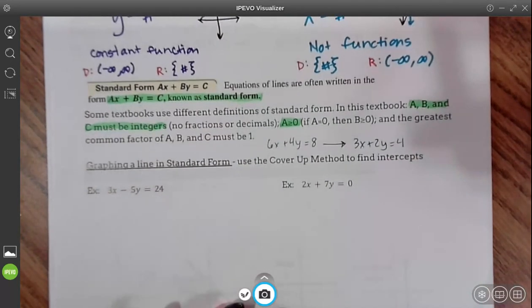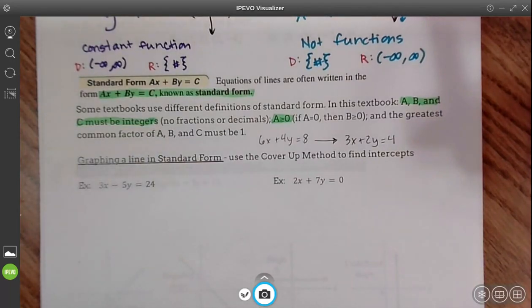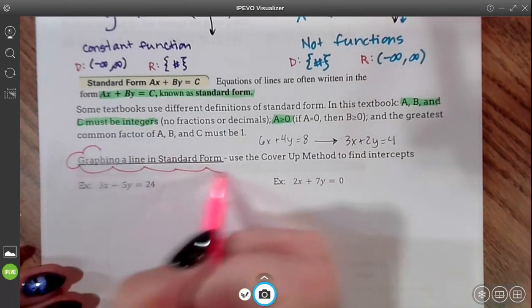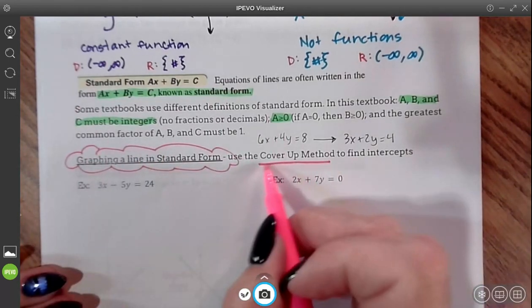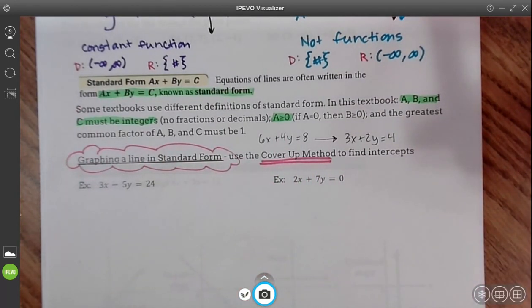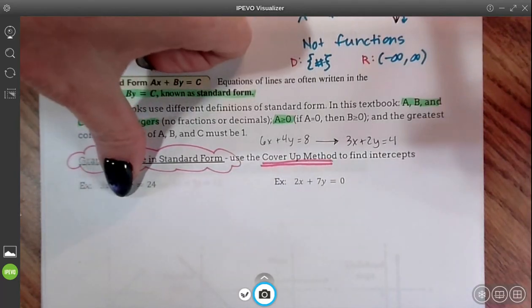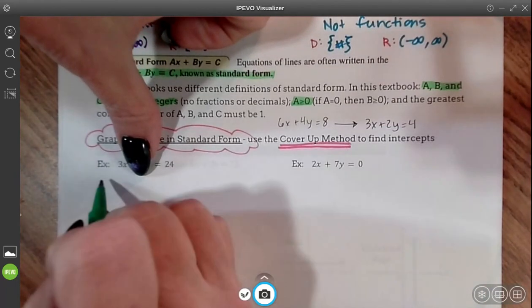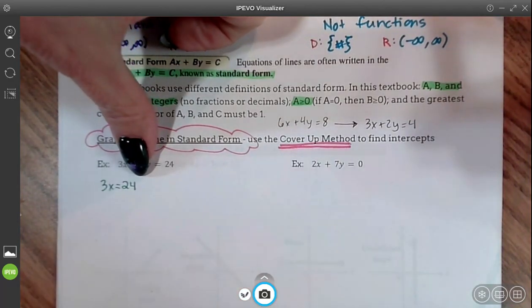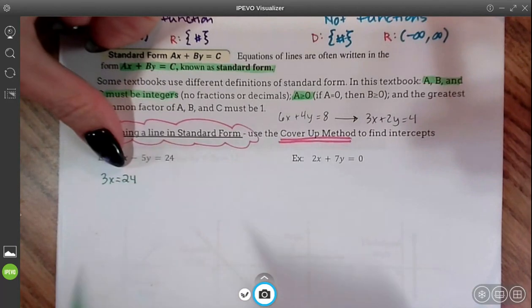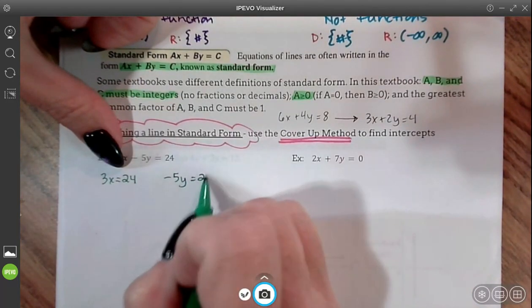All right, in order to graph a line in standard form, we are going to use what I call the cover-up method. I don't think that is actually a thing that anything is called. It's just what I call it because it's what it reminds me of. So to graph using the cover-up method, what we're going to do is literally cover up this minus 5y. So when I cover up minus 5y, I have 3x equals 24. Then when I cover up 3x, I have negative 5y equals 24.